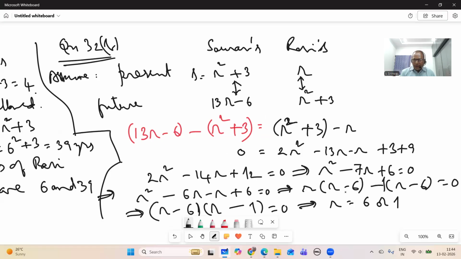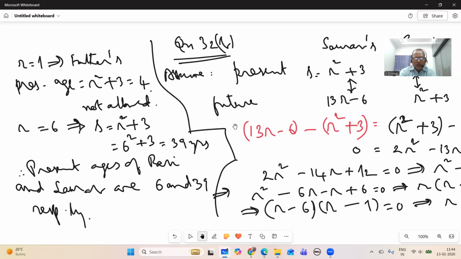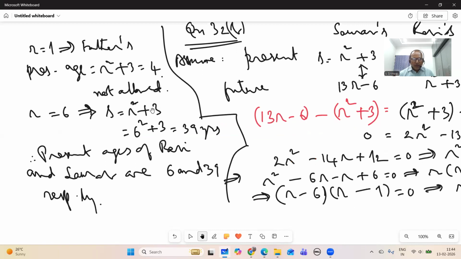So from here you get a quadratic and solve that. You get r equal to 6 or r equal to 1, and then r equal to 1 is not allowed. Why? r equal to 1 makes the father 4 years old, right? A man becomes a father only after getting married. So in India, a man gets married only after 21 years. So that's how the father's age has to be greater than or equal to 21. So that's how 4 is not allowed. Okay, and therefore you go for the other value of r, that is 6.